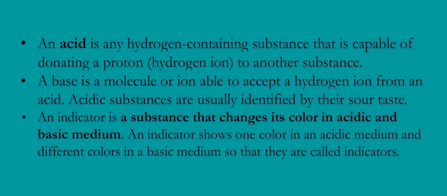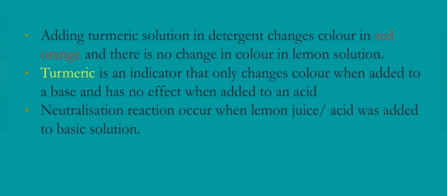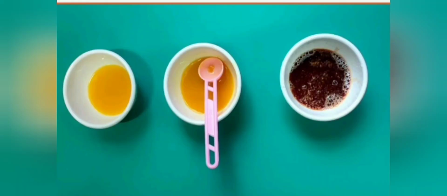Now let's come to our experiment. So the first thing is, adding turmeric solution to detergent changes its color to red or orange, and there is no change in the lemon solution. So the turmeric is an indicator that only changes color when added to a base and has no effect when added to an acid.